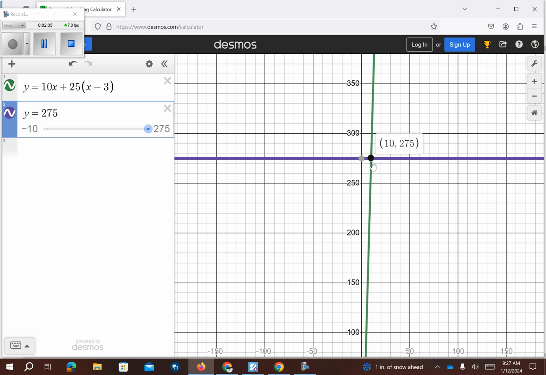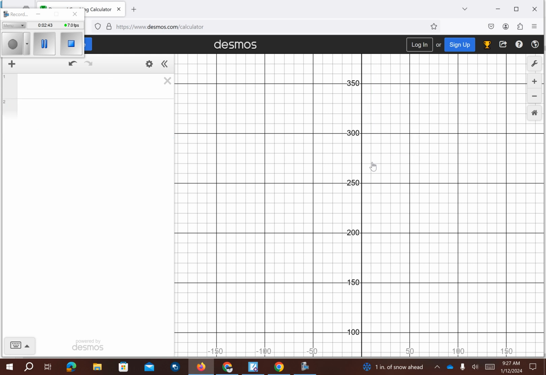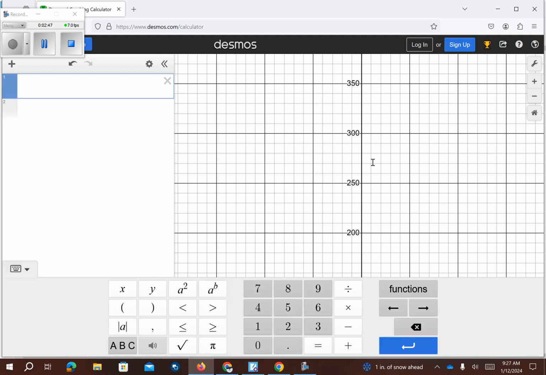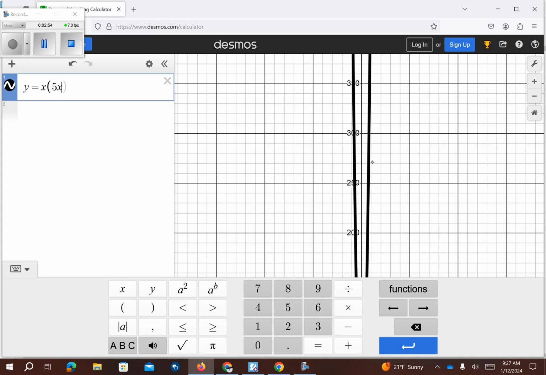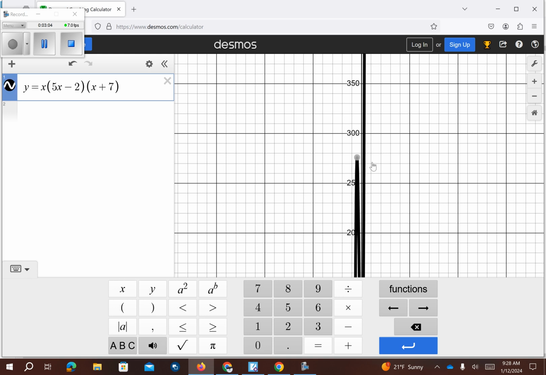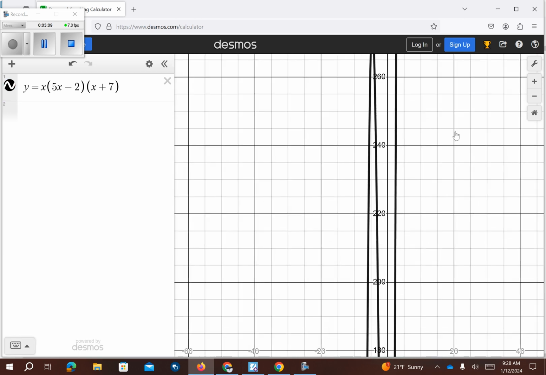And I said to skip number 5. Is that correct? Yes. Okay, cool. And then we get to number 7. Number 7, we have y equals, we have x and then parentheses, and then 5x minus 2, parentheses, open parentheses, x plus 7, close parentheses. So that looks kind of like that.